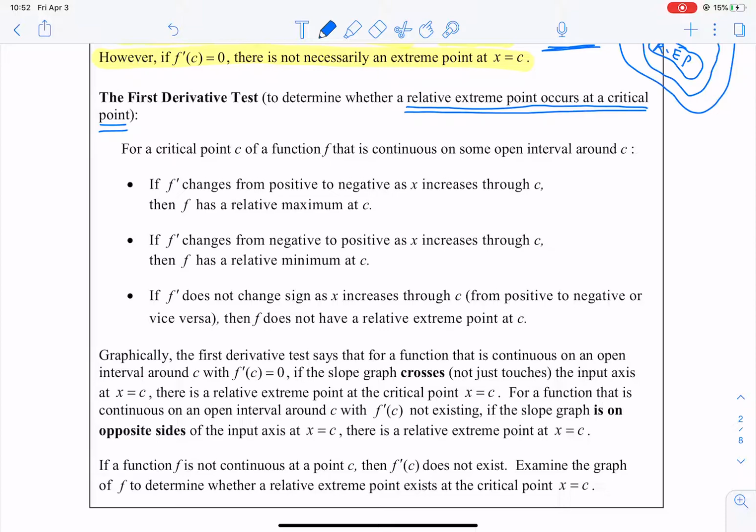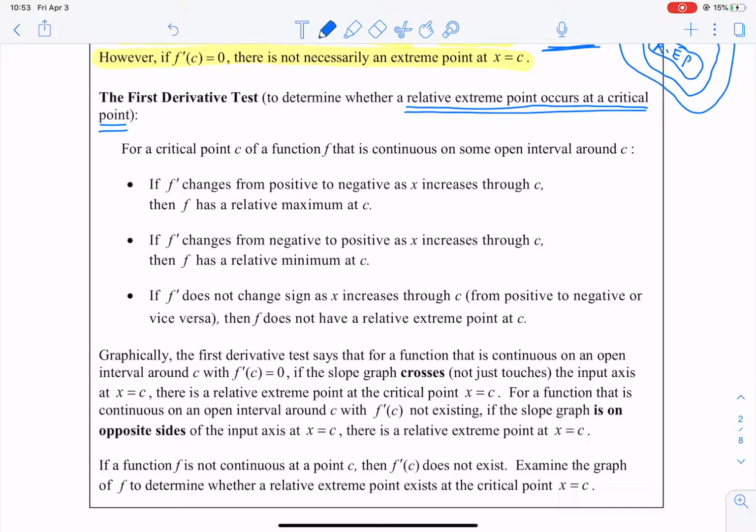For a critical point c of a function f that is continuous on some open interval around c. The first one, if f prime, so you can see here, all of them, actually, we are talking about f prime of x. If f prime changes from positive to negative as x increases through c, then the function f has a relative maximum at point c.